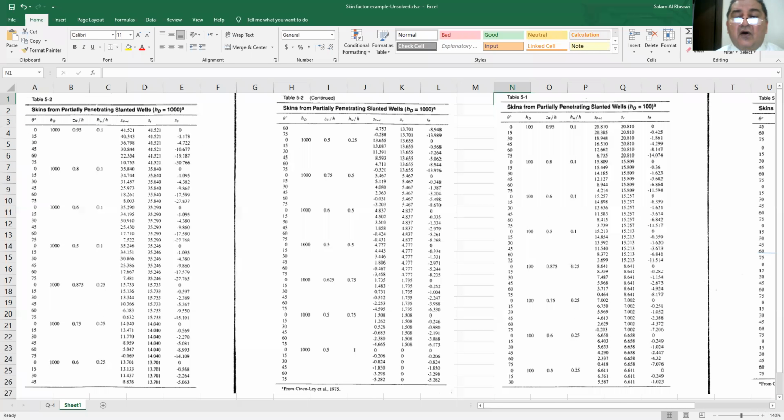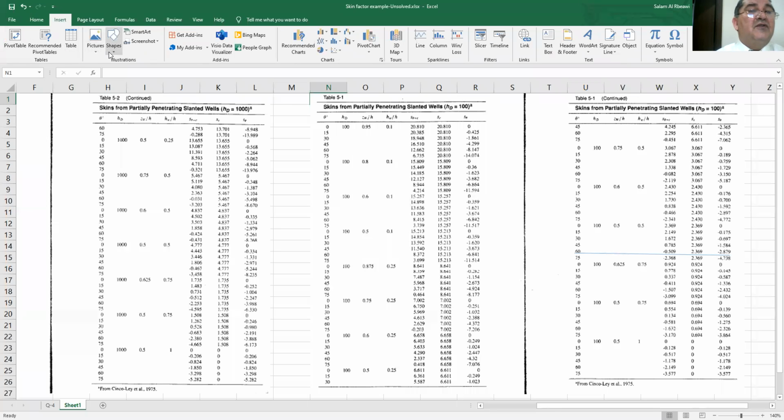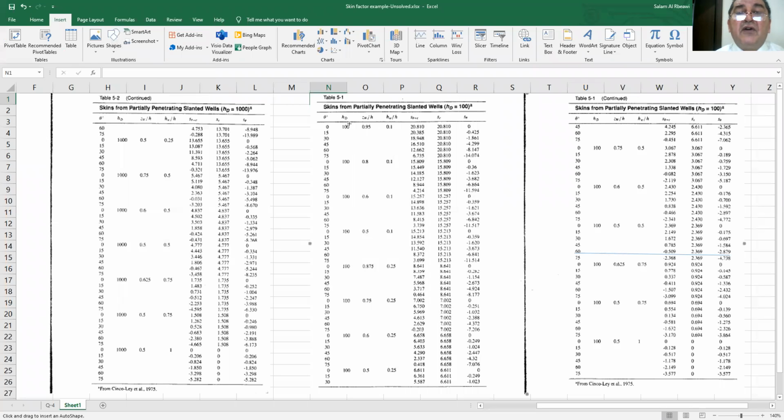What I need to know, I know that the phase angle, this is theta. Theta is the deviation angle. How much is the deviation angle for our case? 15. So we have 15. Good. And what else? We know that HD is 100. ZW by H is 0.5. And HW by H is 0.5.